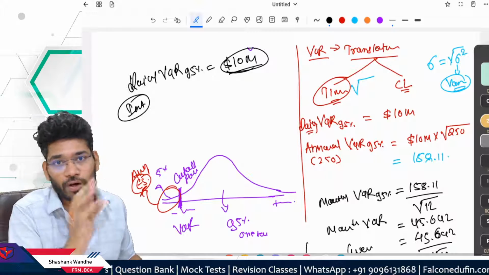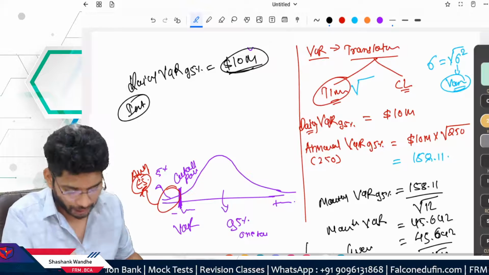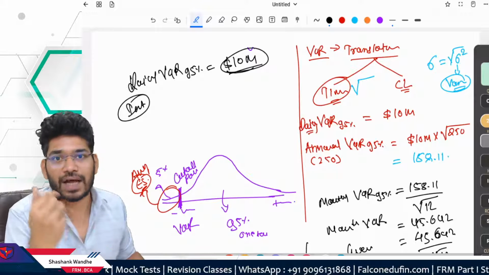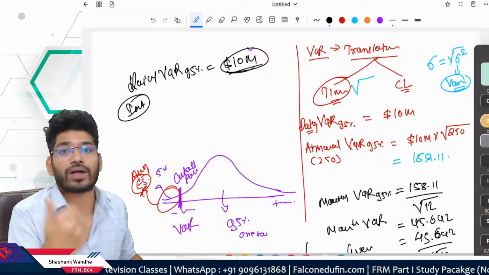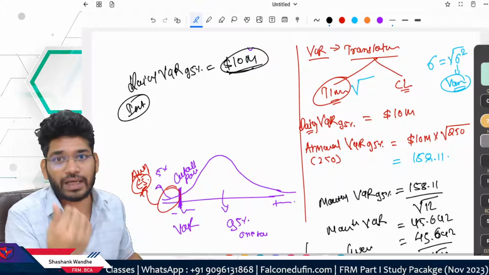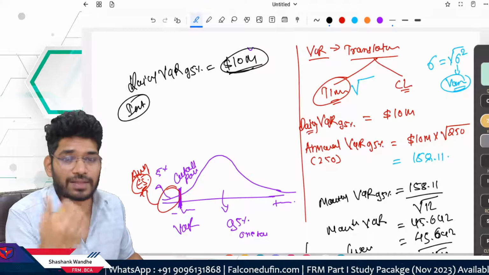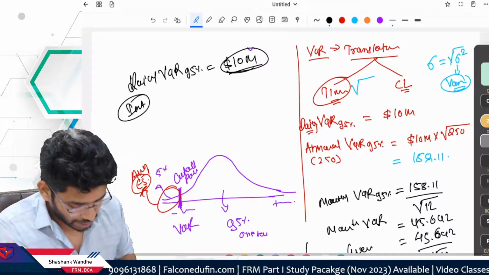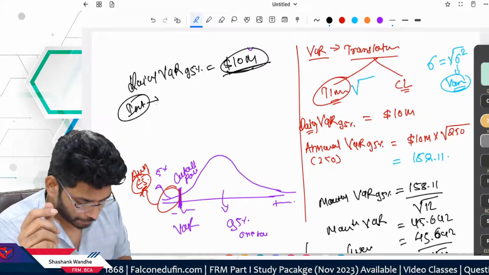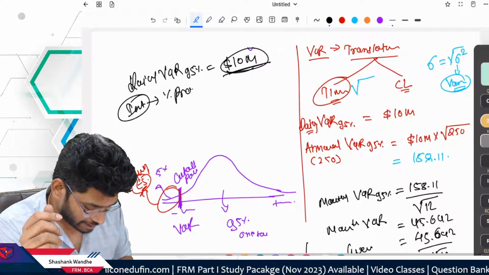So there is 95% confidence that the loss will be below 10 million, and there is a 5% chance that the loss will exceed 10 million. And this is the problem with VaR. VaR is not telling you what is above that. Okay, so what happens if the losses exceed that 10 million loss, right? So this is the first interpretation, the percentage or probability-based interpretation.